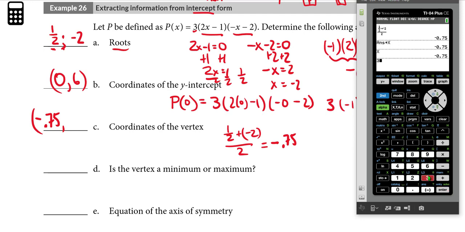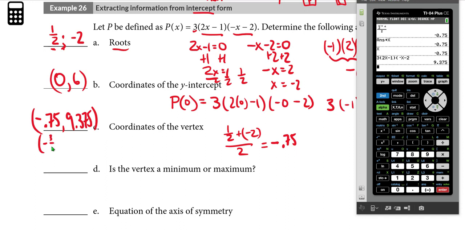Now what I'm going to do is 3 parentheses 2x minus 1 and parentheses negative x minus 2 and enter, and I get 9.375. I could also obviously write this as negative 3/4 comma, let me convert this to a fraction, and I get 75/8. So the coordinates of the vertex are negative 3/4 comma 75/8, or of course you can use the decimal form there.